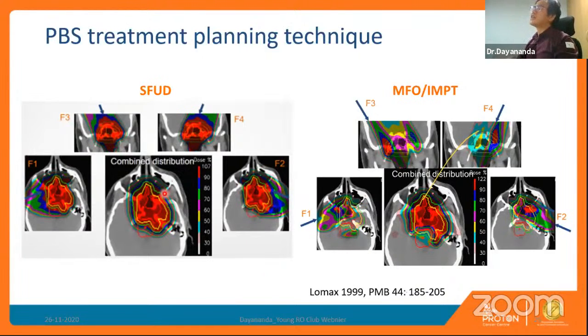Like we have 3D CRT, IMRT, and VMAT, in proton radiation therapy also we have two approaches for treatment planning. One is called single field uniform dose, where each treatment field delivers a uniform dose to the target, and if you combine all of them together, you deliver a homogeneous dose to the target. But in multi-field optimization, each field delivers a heterogeneous dose to the target, but if you combine all of them together, the resultant dose distribution to the tumor is homogeneous. So these are the two approaches which we use.